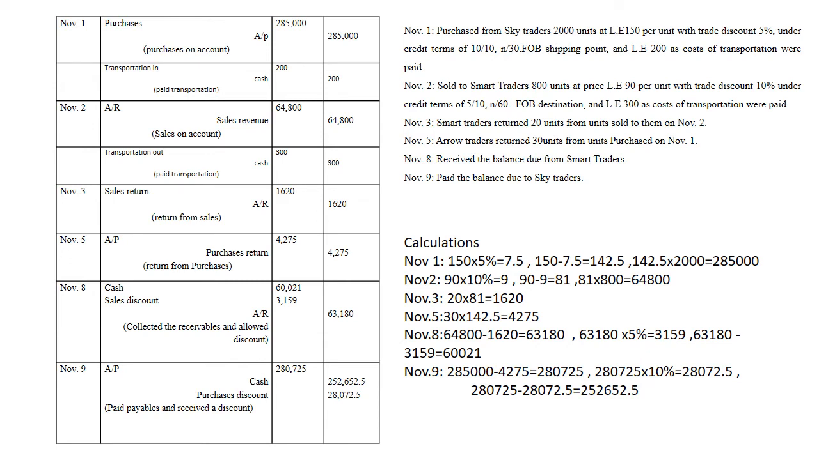It's opposite to the journal of purchases. Purchases was debit, sales revenue is credit. Accounts payable is credit, accounts receivable debit.